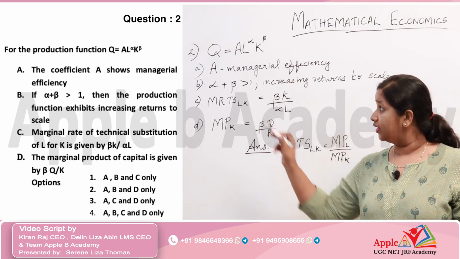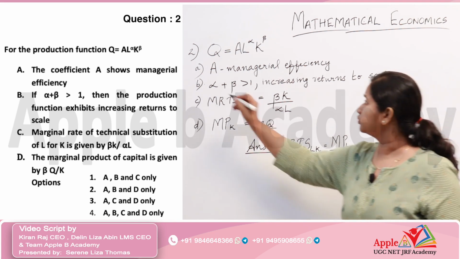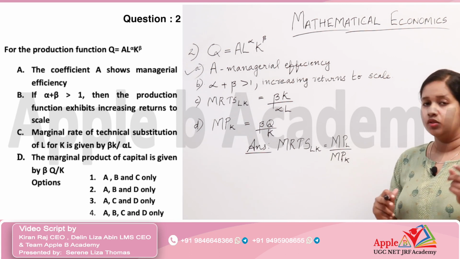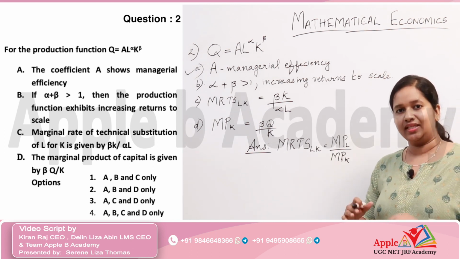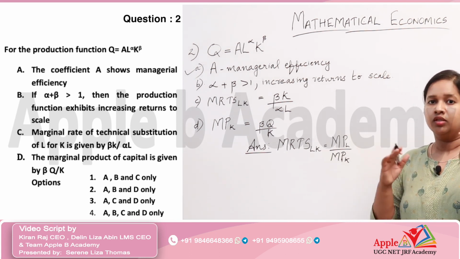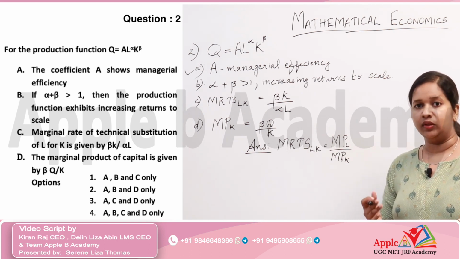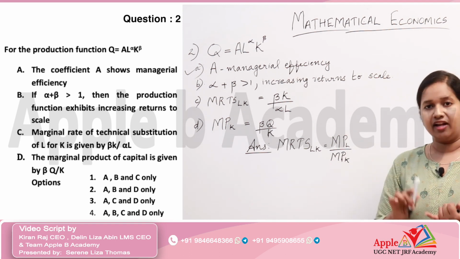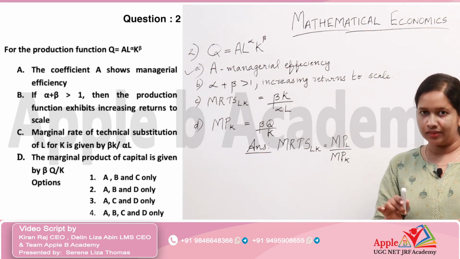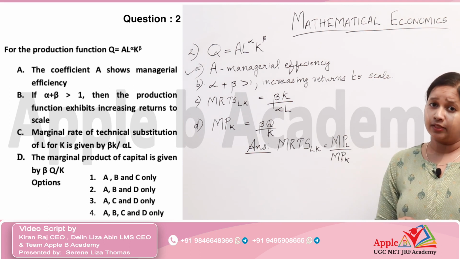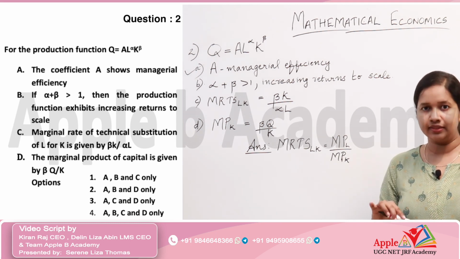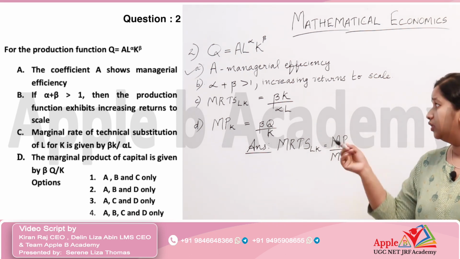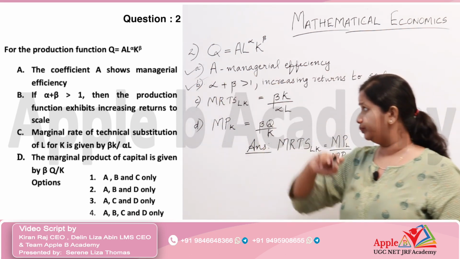So the first option is true. Now let us look at the second option. Suppose alpha plus beta is greater than 1. If alpha plus beta is greater than 1, it is increasing returns to scale. We know that if alpha plus beta is equal to 1, it is constant returns to scale. If alpha plus beta is less than 1, decreasing returns to scale, and if alpha plus beta is greater than 1, it is increasing returns to scale. So option B is also true.